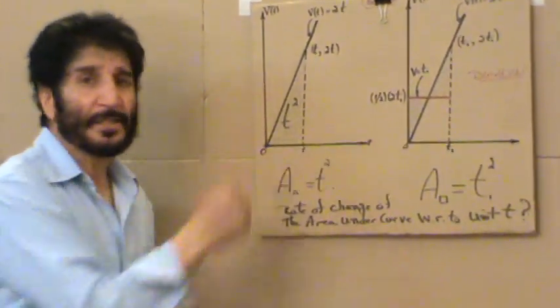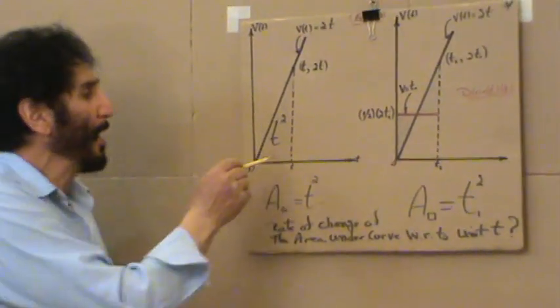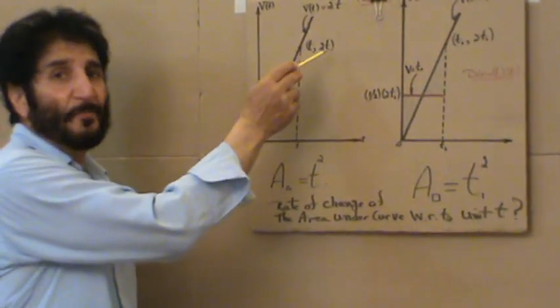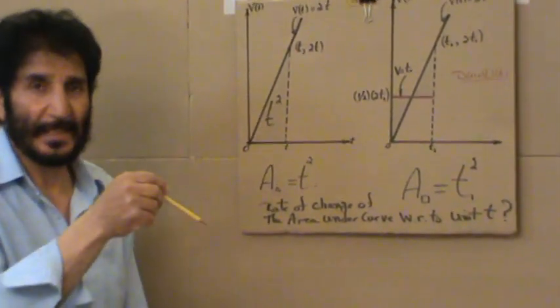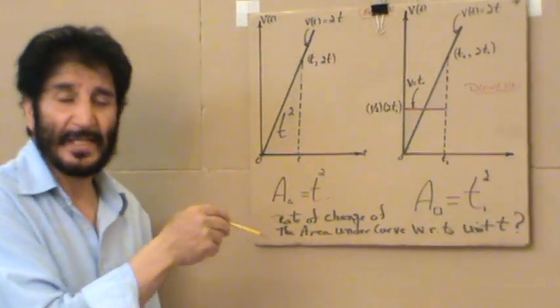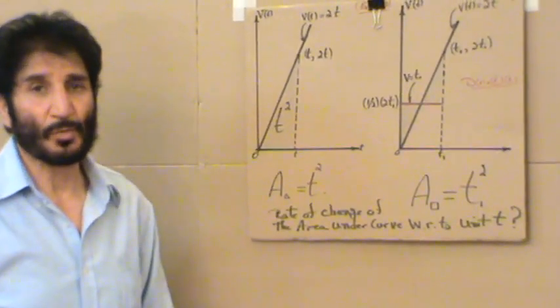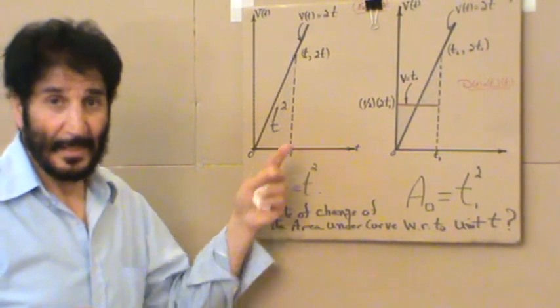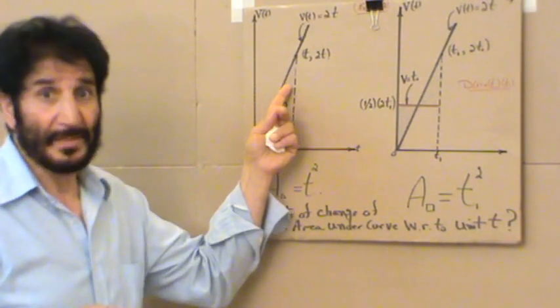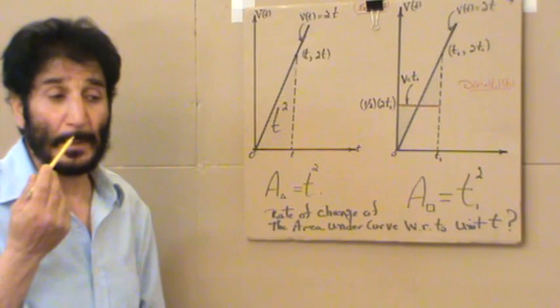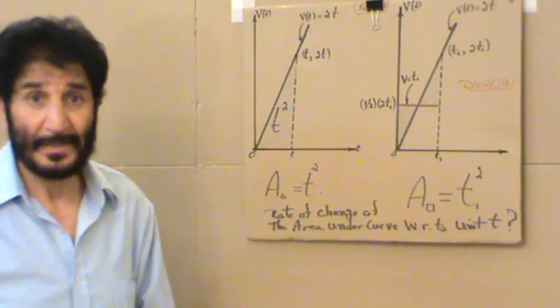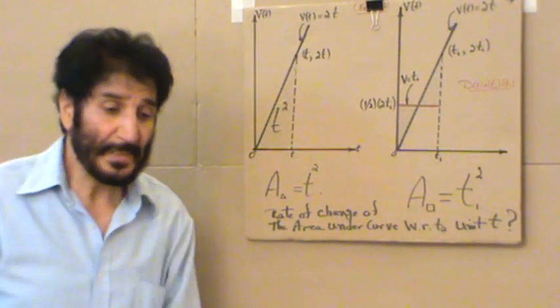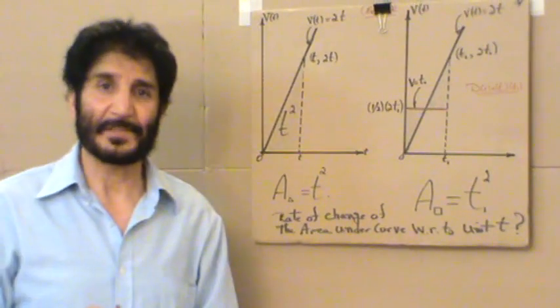It is 1/2 height times base. The height at t is 2t. 1/2 of 2t is t. t times base, which is t, t times t is t squared. So we suspect that the area under the curve or the graph of the velocity is t squared. That is the distance.